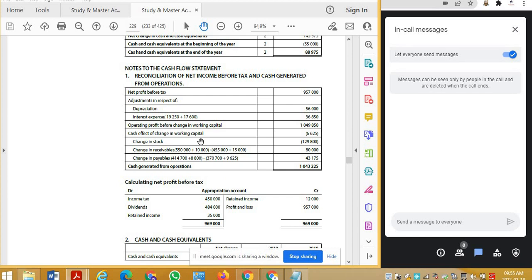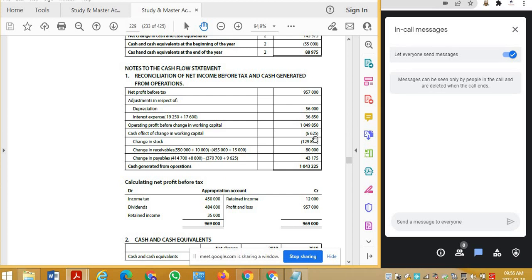Trading stock has gotten bigger since last year. What does that mean? It means you have spent more money on trading stock. You have given more cash out and you have gotten more trading stock in. That is why we are decreasing the stock amount, because we are getting rid of money for trading stock. That is why it is a 129,800 decrease. Talk to me if that doesn't make sense.